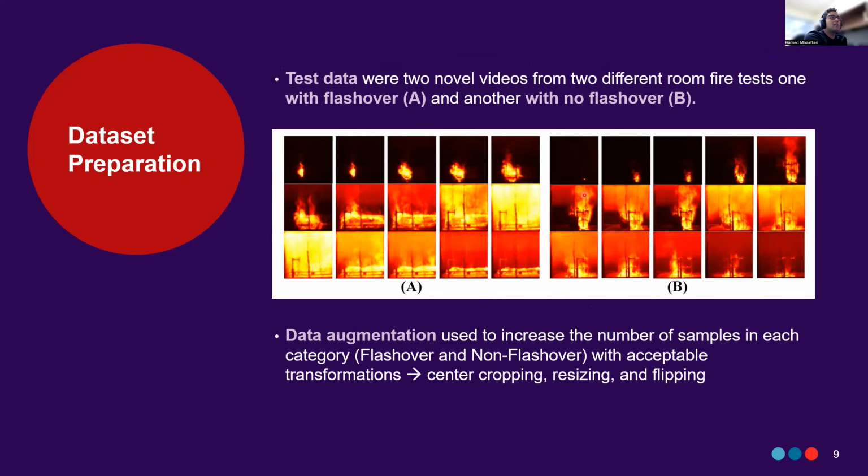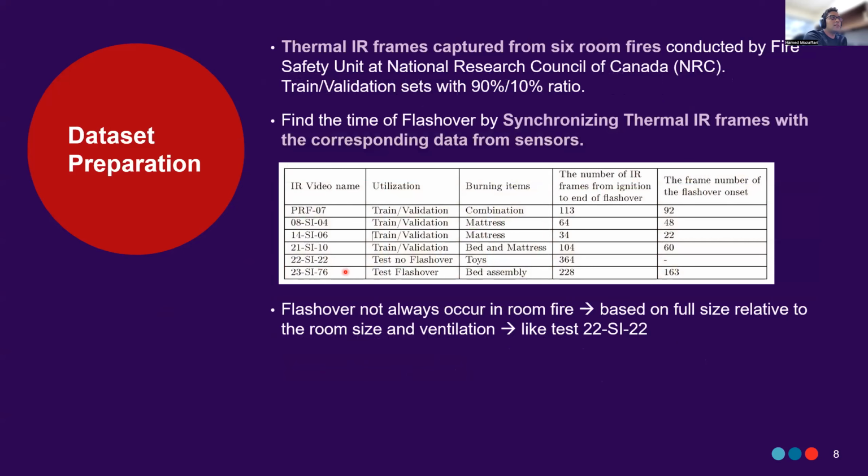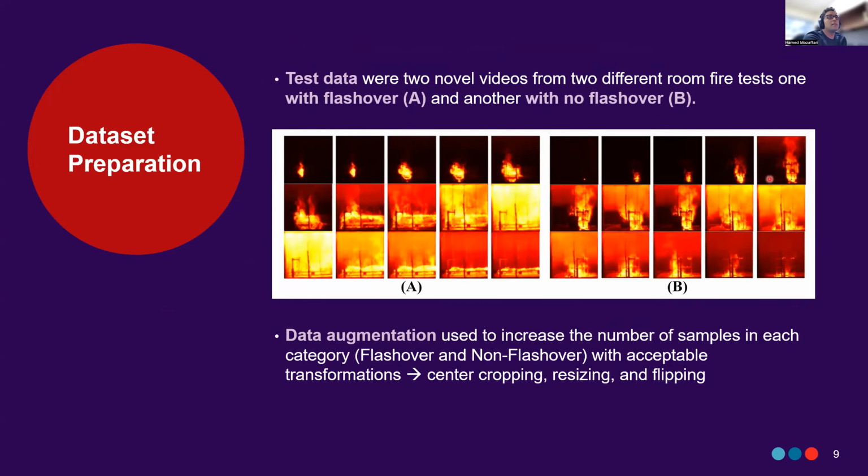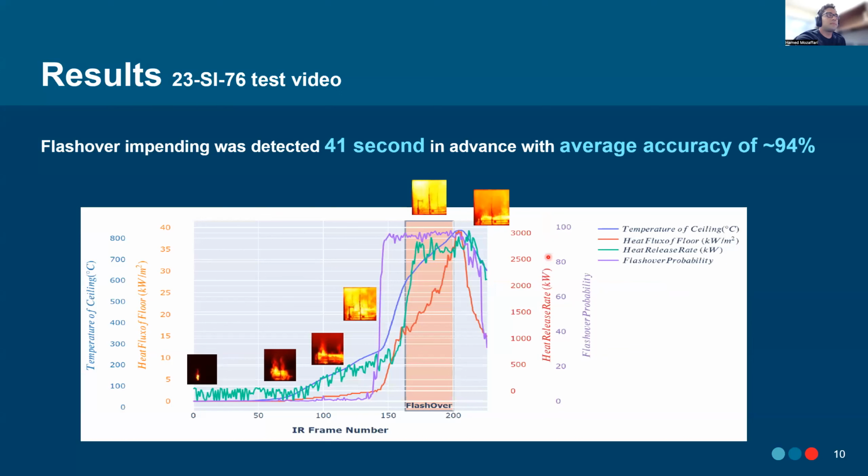For example, in these 2 test videos, the right one is the case where the room has no flashover, and the left side is the case where the room has a flashover incident. They are so similar in terms of data distribution, and I will explain later the problems we have.